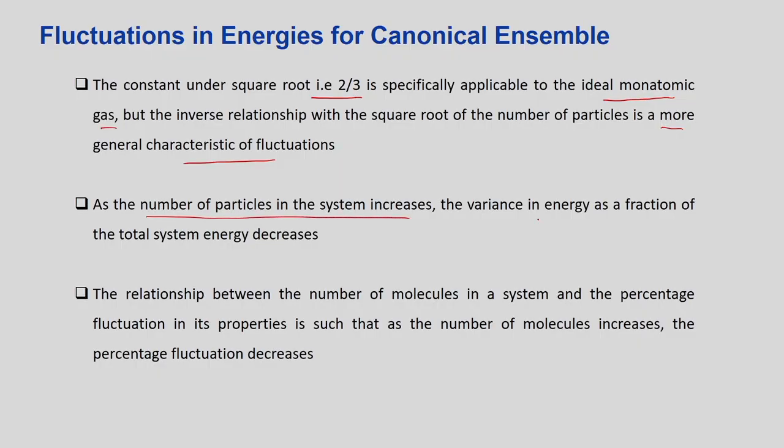So in our case of monoatomic gas, again it is sampling. If you take a small sample size of 5, you see root over 2 by 3 into 5, this is a very high uncertainty. But if you go towards a mole of atoms, since it is inversely proportional, this percentage will go down drastically. So as the number of particles in the system increases, the variance or the uncertainty decreases. As you have more and more particles, your uncertainty in the energy values decreases. So we can say that as the number of molecules in a system increases, the percentage fluctuation in its property decreases.